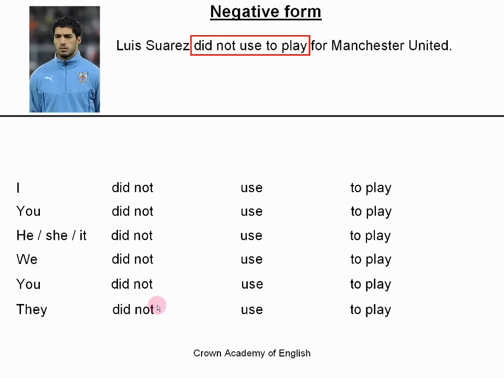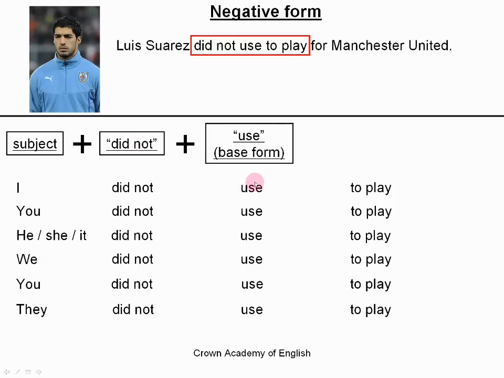So here, in the negative, we have a subject, followed by did not. Then we have use, which is the base form of the verb. Then we have the main verb, which is in the infinitive form. So the word to, and then the base form of the verb, to play. I did not use to play.